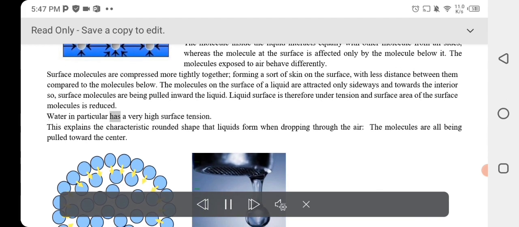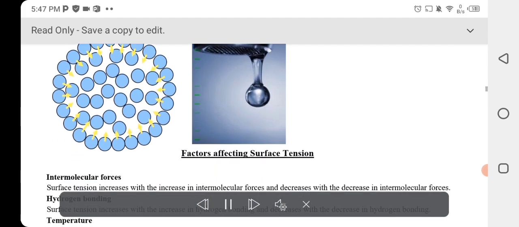Water in particular has a very high surface tension. This explains the characteristic rounded shape that liquids form when dropping through the air. The molecules are all being pulled toward the center.